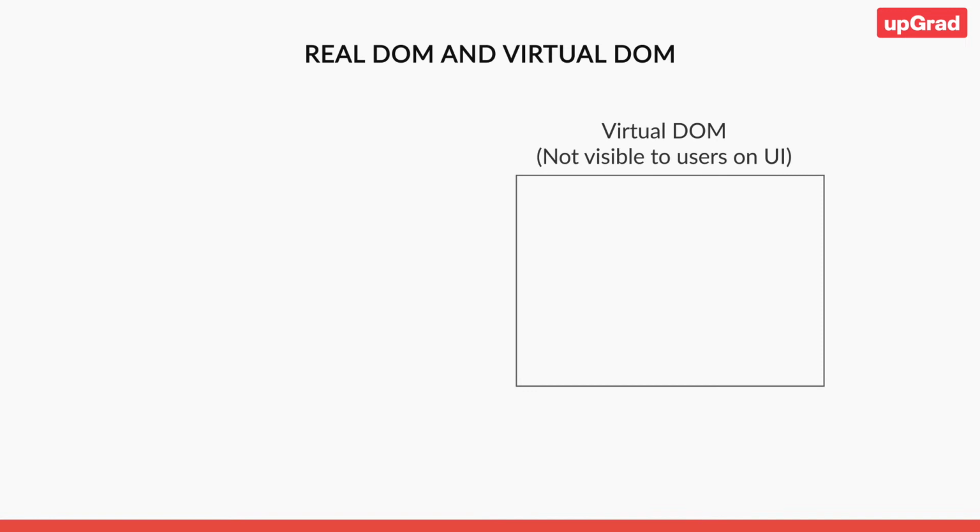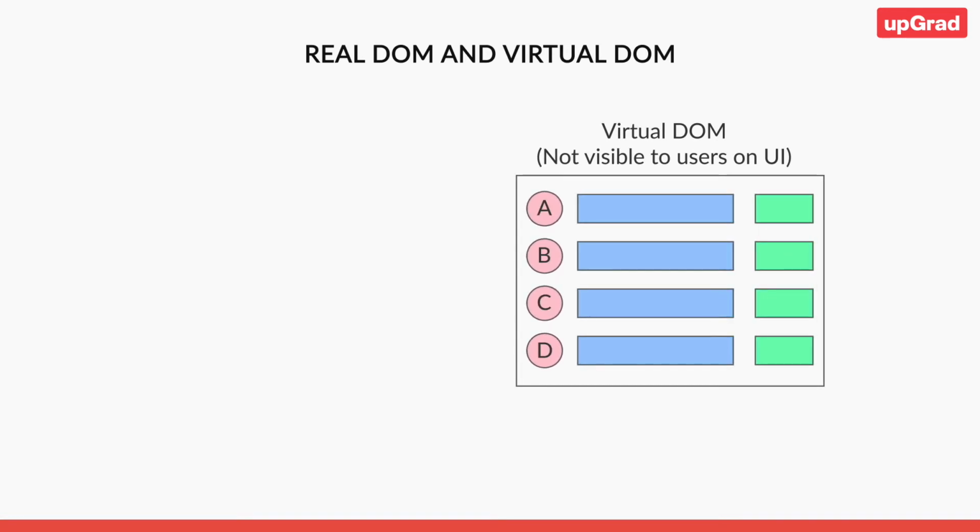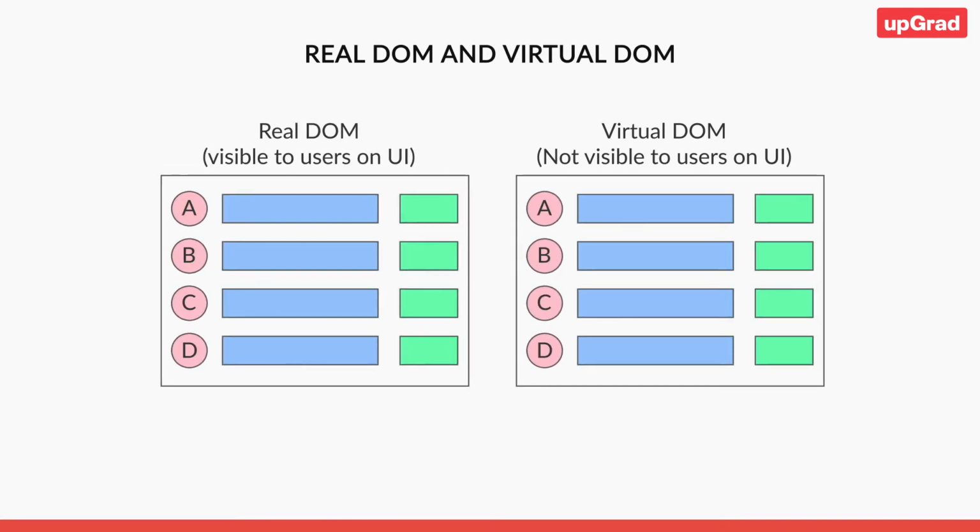Virtual DOM is a programming concept where a virtual representation of the UI is kept in memory and is synced with the real DOM. Let us visualize this process so that you can understand it more clearly. Virtual DOM is something that you don't see on the UI, whereas real DOM is the one that you see on the UI. Now, whenever an element needs to be updated, the virtual DOM state is captured and stored in memory. When the update happens, the virtual DOM gets re-rendered.